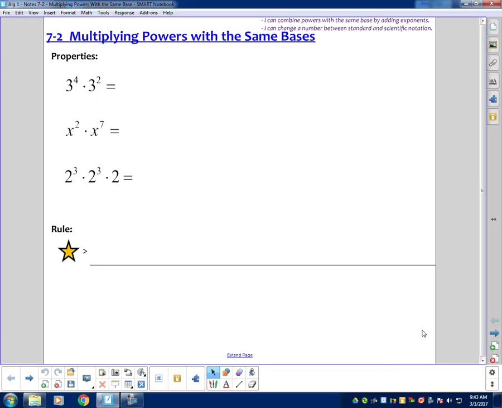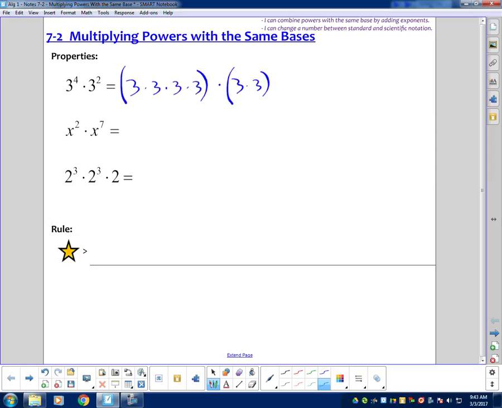So this is the third of our properties of exponents. Here's where it comes from. 3 to the fourth means take 3 times 3 times 3 times 3, 4 times, right? And 3 to the second means take 3 times 3, 2 times. So our goal is to figure out what is the power on 3.